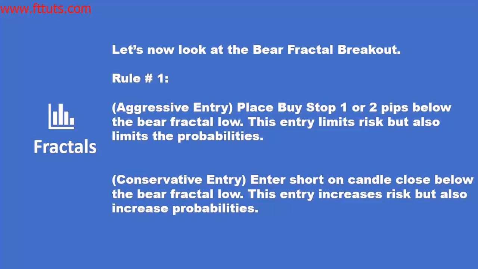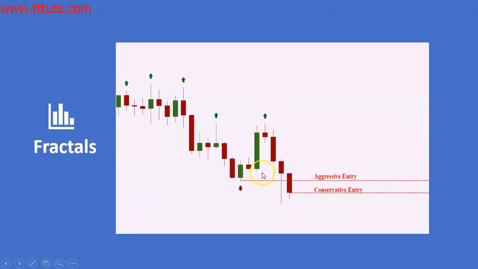And then conservative entry: short on candle close below the bear fractal low. This entry increases risk, but also increases your probabilities. So you're going to be placing a sell stop, not a buy stop. Place your sell stop right here for an aggressive entry, or for your conservative entry, close right here and enter the market.